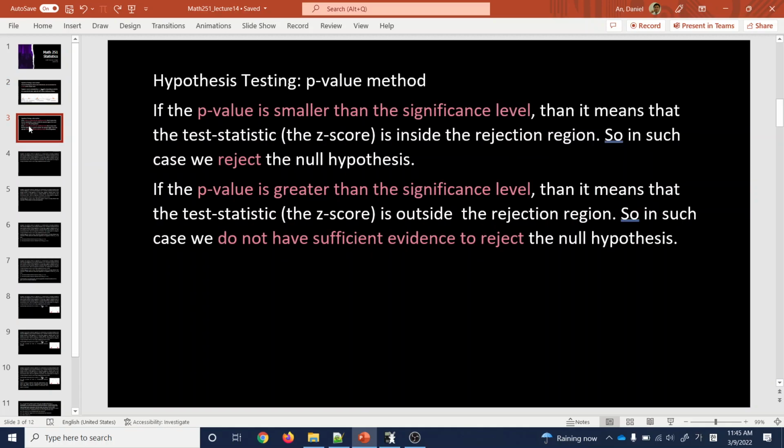All right. So now, once you get the p-value, what does it mean? I already explained this, but it's good to have it in a slide. If the p-value is smaller than the significance level, then the test statistic, the z-score, is inside the rejection region. So in such a case, we reject the null hypothesis. And if the p-value is greater than the significance level, then the z-score will be outside the rejection region, and we do not have sufficient evidence to reject the null hypothesis. So in order to see how this is done, let's do an example.